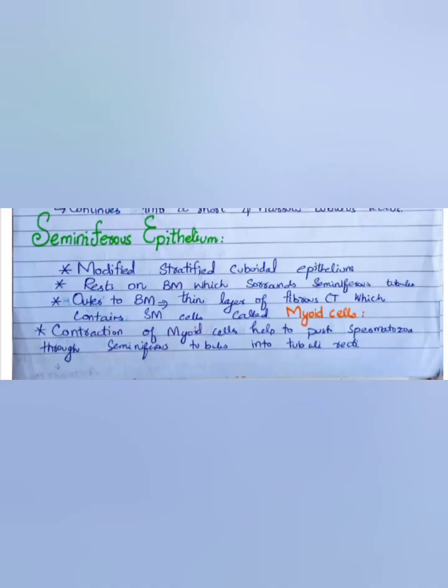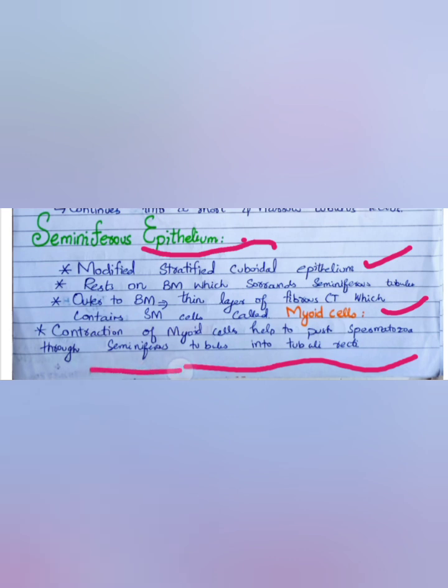Let's now talk about the seminiferous epithelium. This seminiferous epithelium is also called a germinal epithelium or a spermatogenic epithelium. It is actually a modified stratified cuboidal epithelium, and it rests on the basement membrane. Outer to this basement membrane there is a thin layer of fibrous connective tissue which contains smooth muscle cells called the myoid cells. What's the purpose of these myoid cells? The contraction of myoid cells helps to push the spermatozoa through the seminiferous tubule into the tubuli recti.